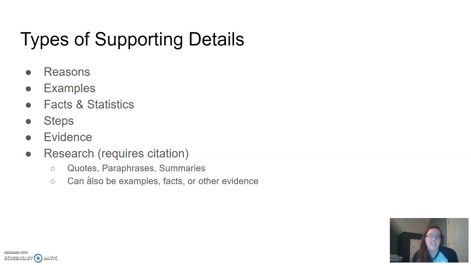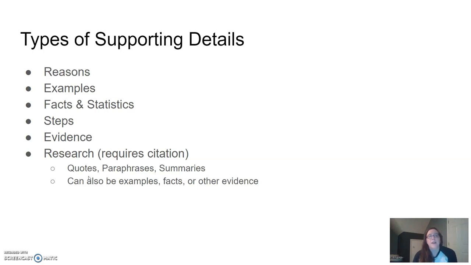Of course, if you're writing any kind of process analysis, maybe even walking through how definitions have changed, then supporting details might be the different steps to take or steps within a process. I think evidence really covers everything, right? Evidence is the supporting detail for the topic sentence, but you could think of this as scientific evidence, research-based evidence, or really anything that is going to support your topic sentence. And then, of course, there's research, which would require citation, quotes, paraphrases, and summaries. If these come from other people's ideas, then you do need to have a citation. Research can really be any of the things that I've already talked about. It can be examples or facts, statistics, other evidence. It really just depends on the type of research that you're doing.